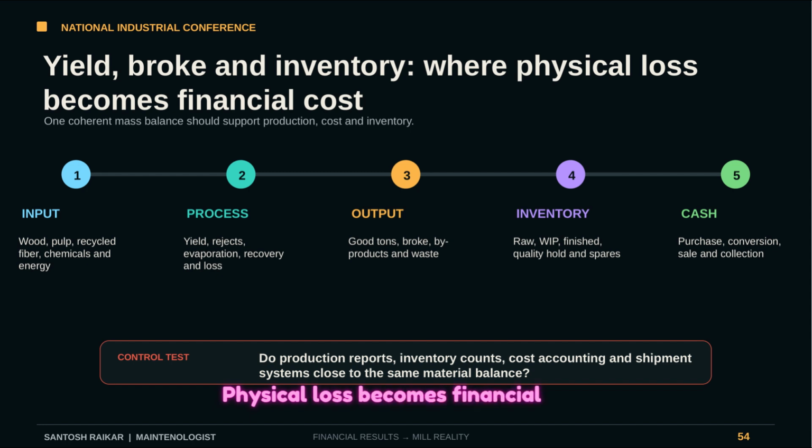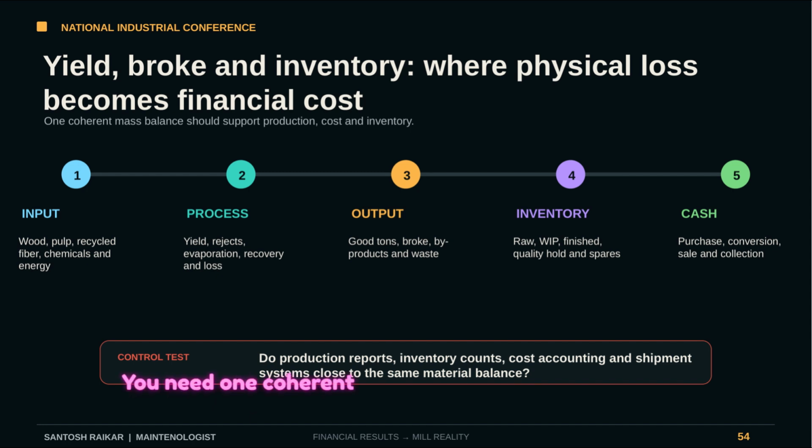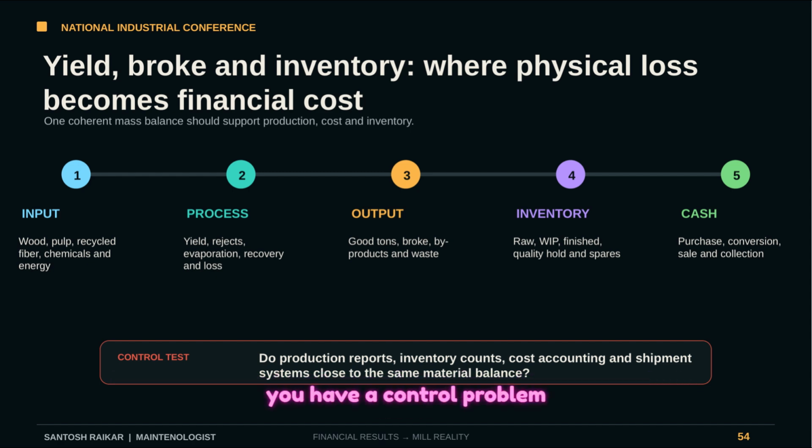Physical loss becomes financial cost. You need one coherent mass balance that ties together production, inventory, and cost. If your shipment system and your inventory counts don't match, you have a control problem.